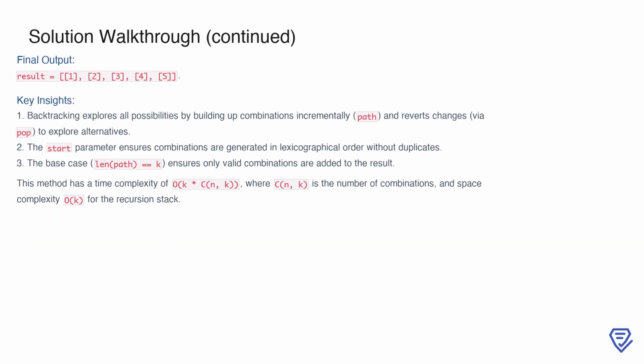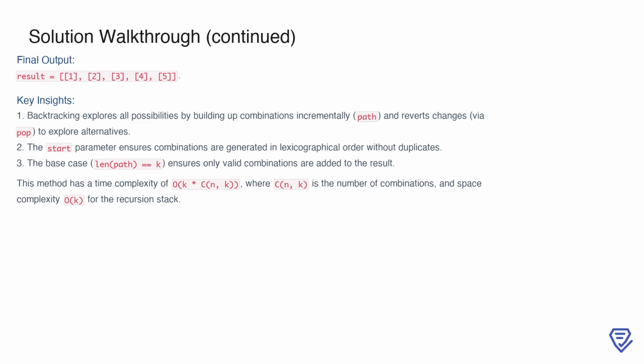The final output for the case where n equals 5 and k equals 1 is 1, 2, 3, 4, 5. This shows that when k is 1, every element in the range becomes its own combination. Through these examples, we can observe some key insights about the backtracking approach.